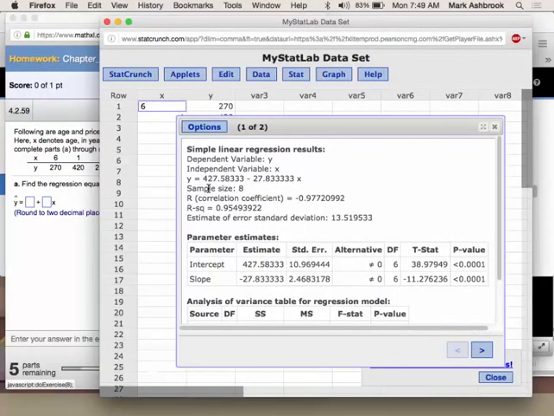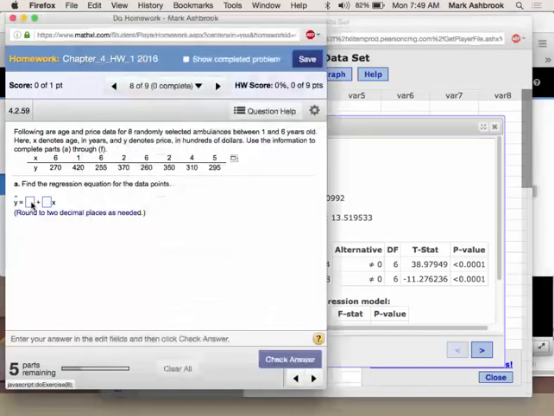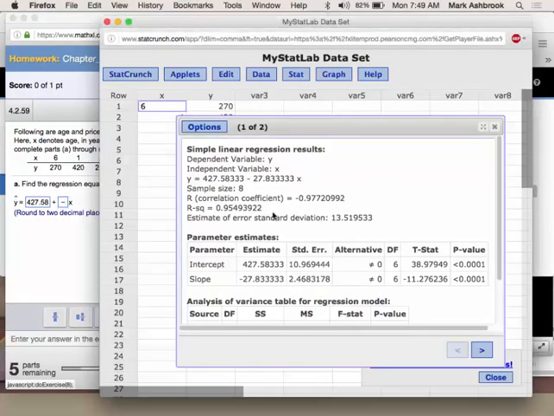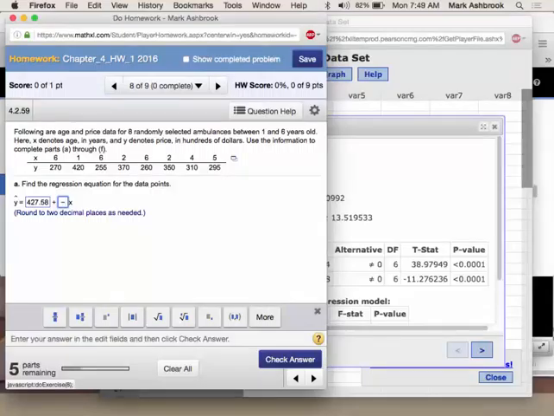Okay, so it looks like 427, how many decimal places? 2. 427.58 minus 27.83. Remember that. 427.58 negative 27.83. And x is already there.